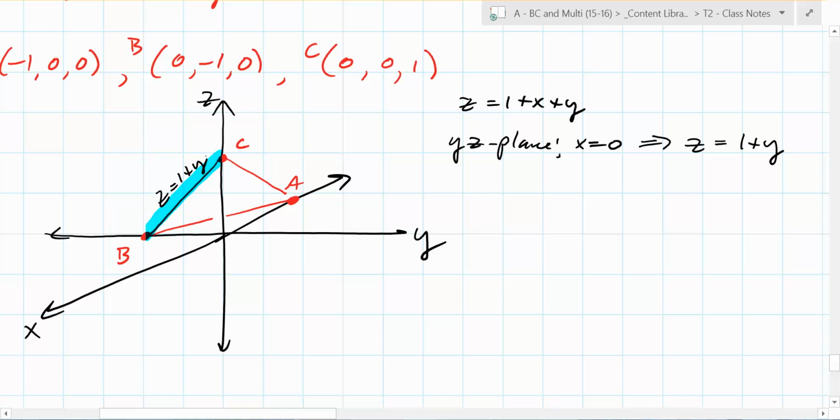So could you find the equation of the other 2 lines? Yes, you absolutely could. For example, B to A, that's when z is 0. That's the xy plane. Plug z equals 0 in there. What do you get? 0 equals 1 plus x plus y. So y is equal to negative x minus 1. You can write it as x plus y equals negative 1.